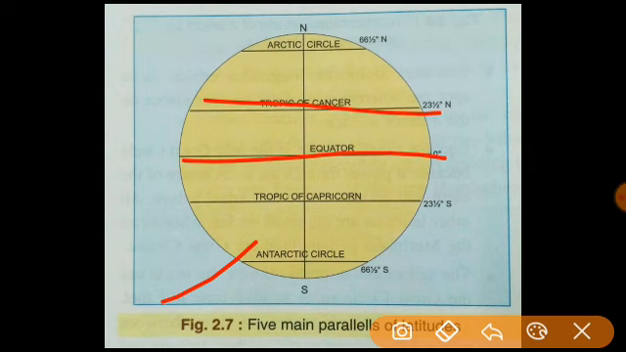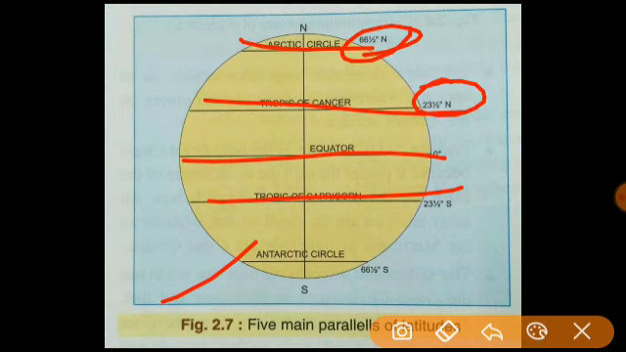These are the equator and the Tropic of Cancer. Just remember these: 66 and a half degrees, 23 and a half degrees, 0 degrees. Then most of the things you can cover in the next chapter, rotation and revolution, and understand better.